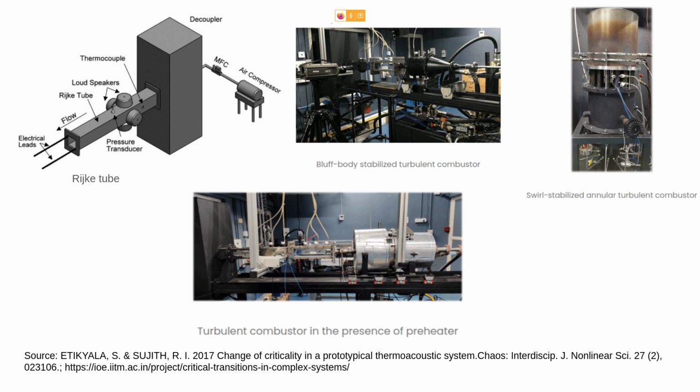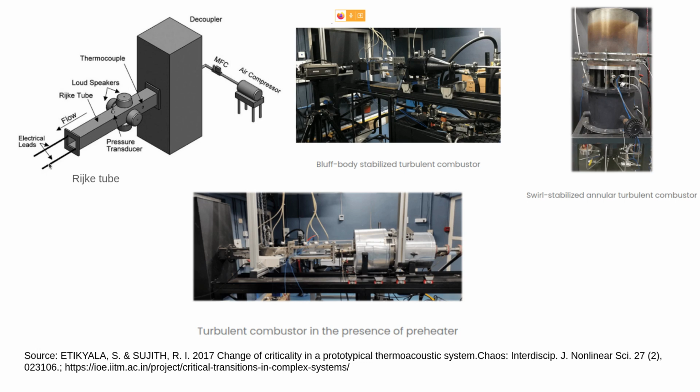I just showed the major equipment and setups which we have, and the first one is called a Rijke tube setup. It's a laminar thermoacoustic system; by laminar we mean the flow. Here you can see an air compressor being provided, and the air goes through a mass flow controller to a decoupler, where any inherent fluctuations in the system are removed, making the flow settle down, and the flow passes on through this duct.